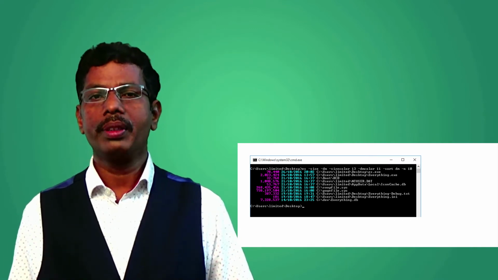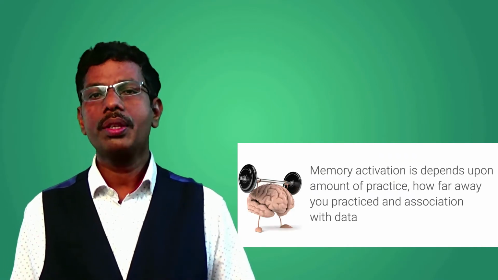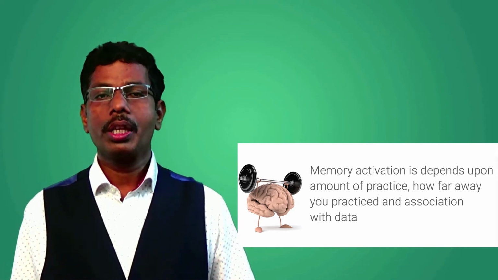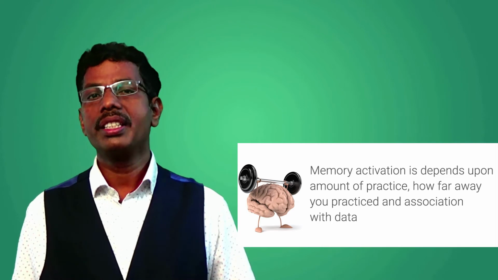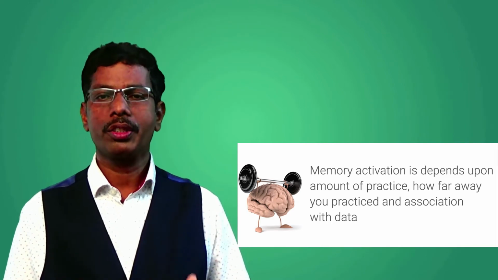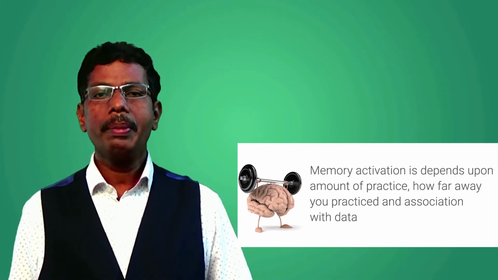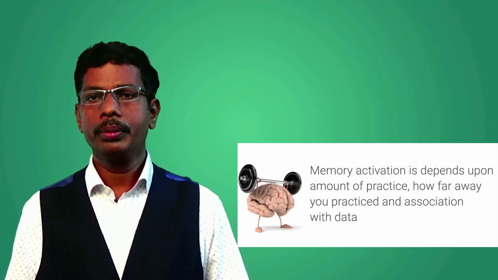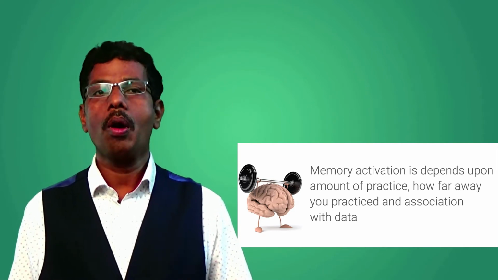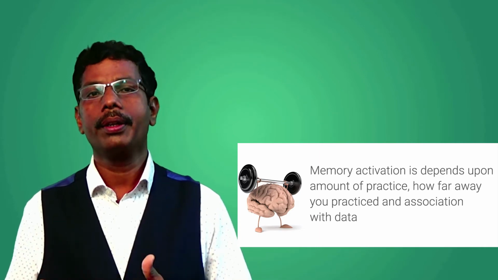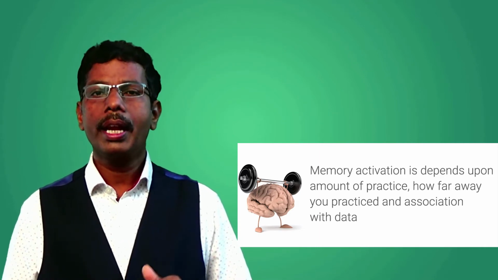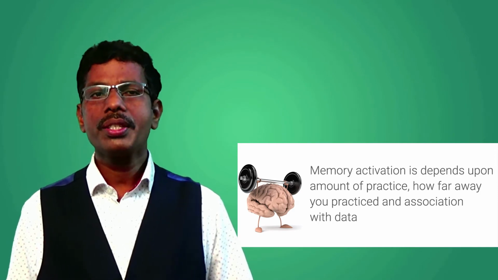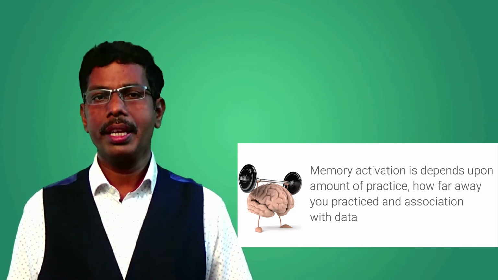The memory of data will be effective based on the activation of data in your memory, which involves practice, recency of usage and context of use. Memory activation depends upon the amount of practice you do. The recency is how far back you practiced the data. Context is how the data is interconnected with other memory. So context is based on association.